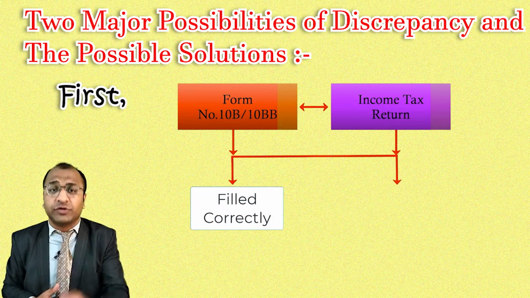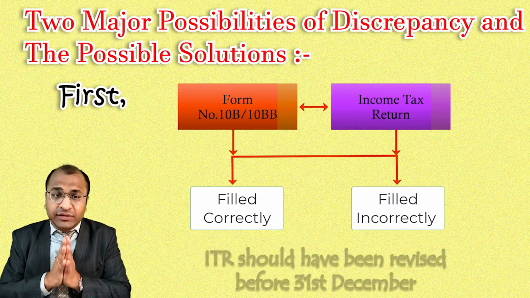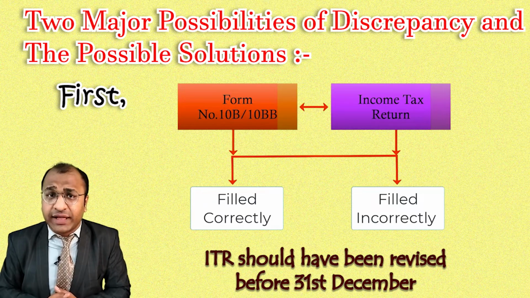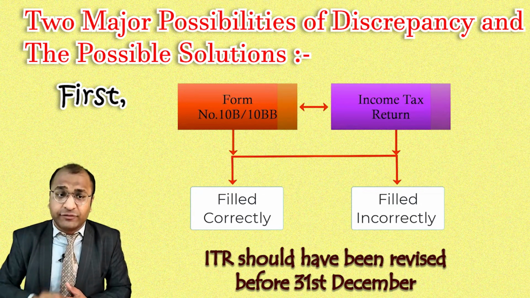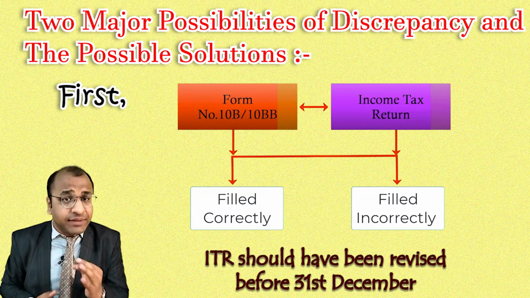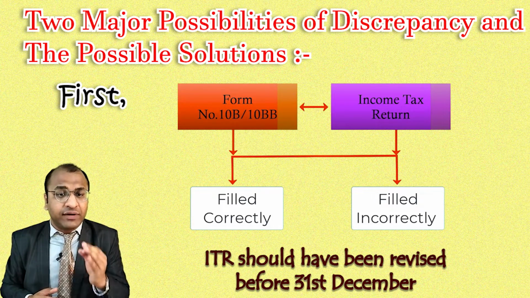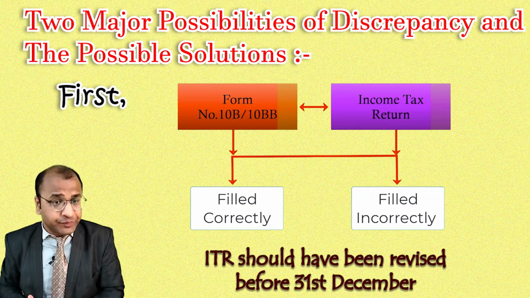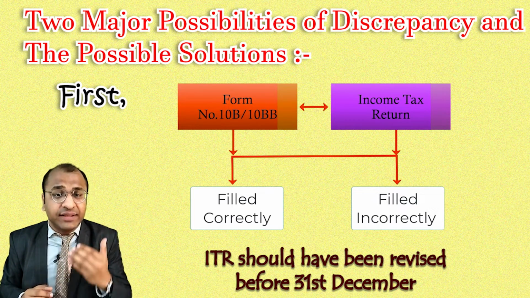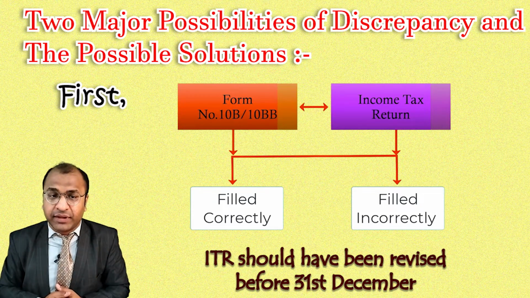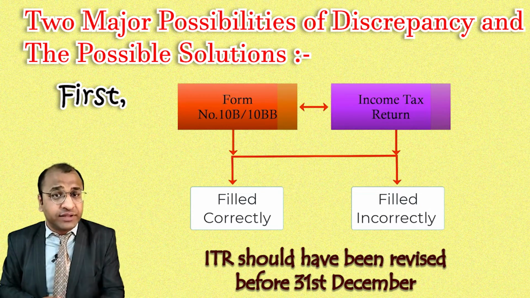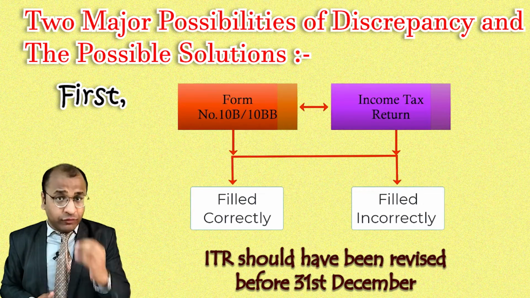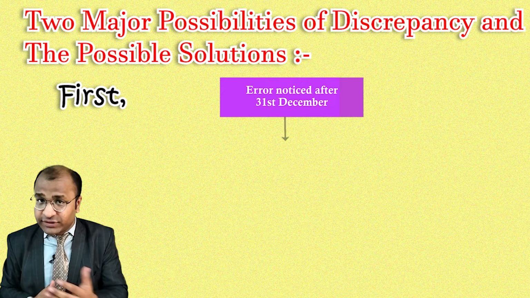The first one, in those cases where the figures in the form number 10B or 10BB were correct and the figures in the income tax return were inadvertently filled wrongly, so what should one do? The return should have been ideally revised before 31st December to match the corresponding figures as was filled in form number 10B or 10BB. What if the error was noticed after 31st December?